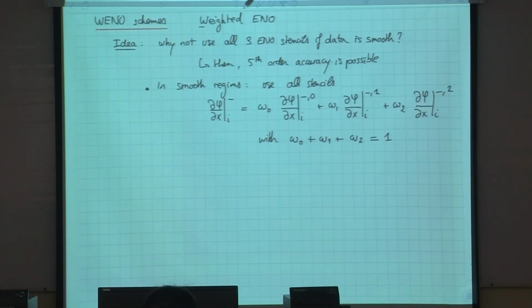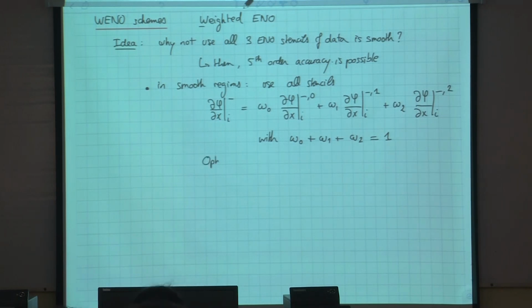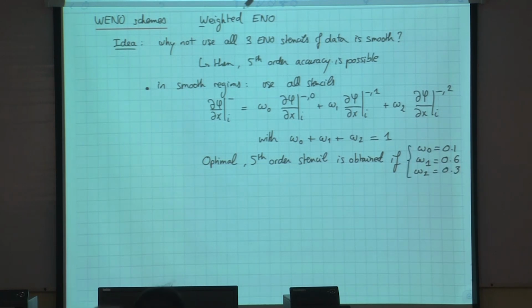What should the weights be? Well, you can crunch your Taylor tables and figure out what the weights should be, and it's easy to obtain. The optimal fifth order stencil is obtained if omega 0 is equal to 0.1, omega 1 is equal to 0.6, and omega 2 is equal to 0.3. And under those conditions, everything works beautifully.